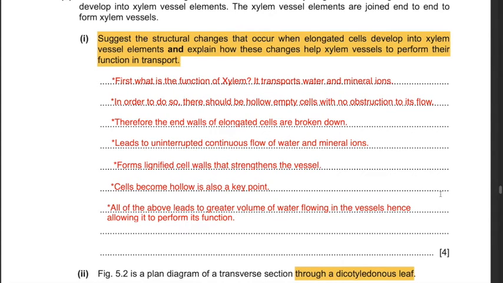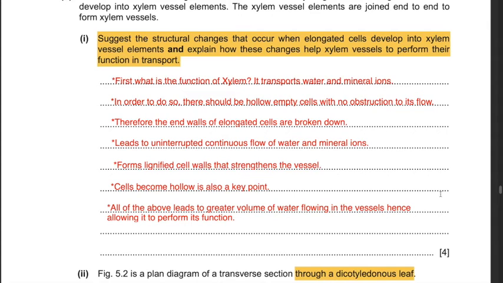And how does xylem do this? Well, there should be hollow empty cells with no obstruction to its flow. Therefore, the end walls of elongated cells are broken down. Since they are asking to suggest the structural changes, elongated cells would have end walls or sieve plates, and these would be broken down to ensure the xylem vessel elements are hollow and no obstructions are present. Once the end walls of elongated cells are broken down, it would lead to uninterrupted continuous flow of water and mineral ions.